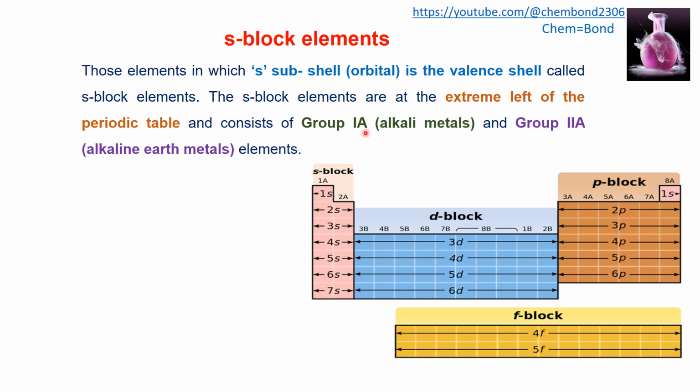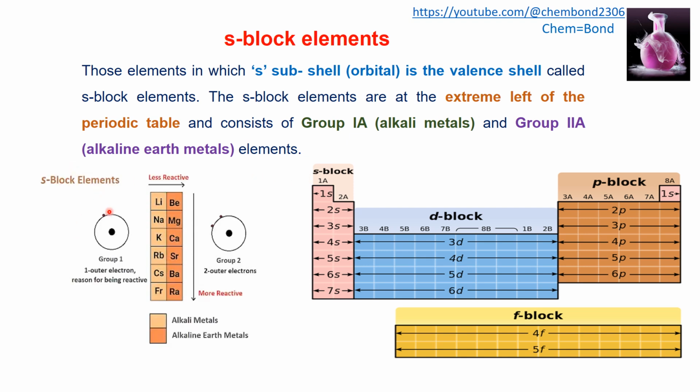S block consists of two groups, group 1A that is known as alkali metals and group 2A that is known as alkaline earth metals. Which one is more reactive? Group 1A will have one outer electron in their S orbital, so they will be more reactive as compared to group 2A, which will have two outer electrons in their S subshell. So the reactivity of group 1A will be more as compared to group 2A.